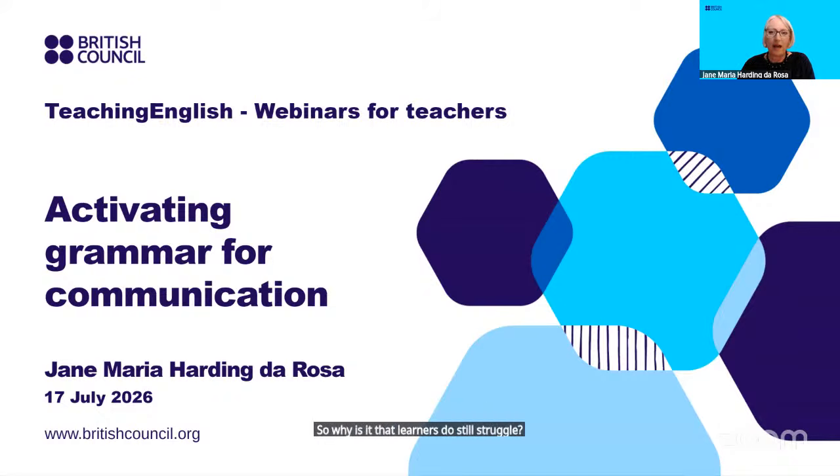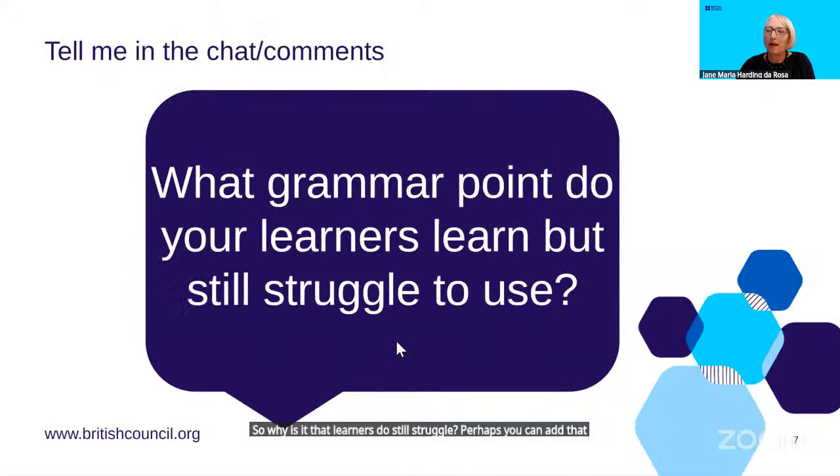Perhaps you can add some comments in the chat box. What grammar point do your learners seem to struggle with most, perhaps?